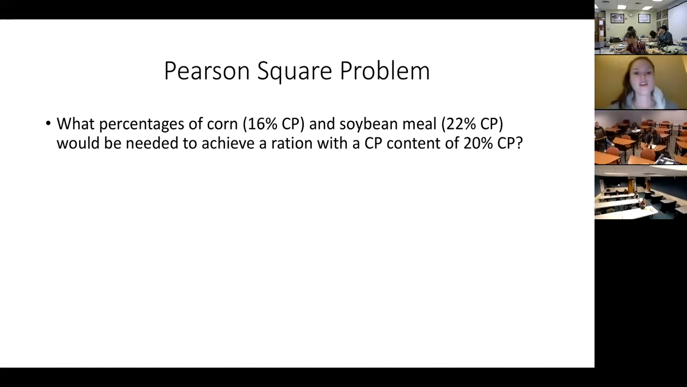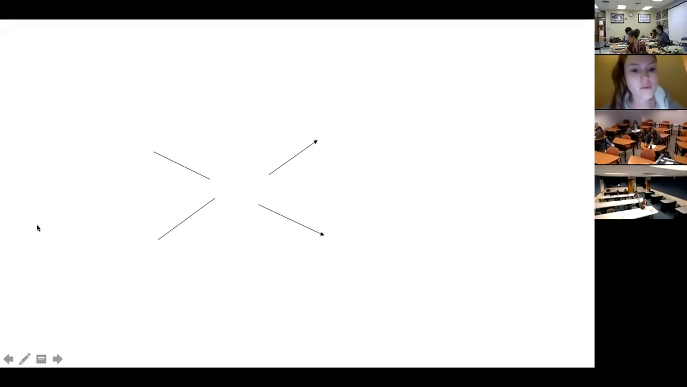Okay. All right. So for the practice problem this morning, the question was, what percentages of corn and soybean meal would be needed to achieve a ration with a crude protein content of 20%? So I gave you the numbers. So let's say corn that you're using has 16% crude protein, and the soybean meal you're using has 22%. So how do you set this up?